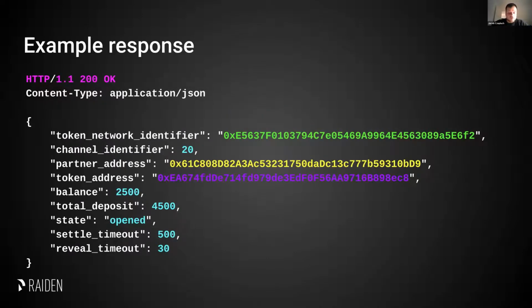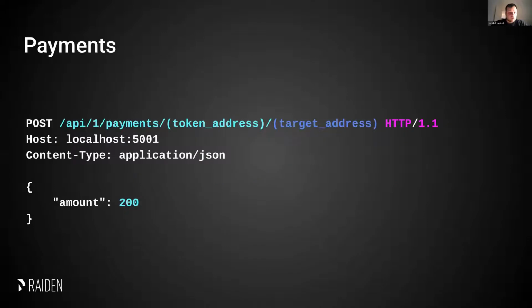Yeah, that would just increase the total deposit. All right, the most important endpoint, I would say, is the payments endpoint. And it works very similar to depositing, in that you have to specify the token address and the target address. And you simply just give the amount as a payload. And this is probably what most of you will be doing most of the time, hopefully, since that's where Raiden shines, in doing fast payments.